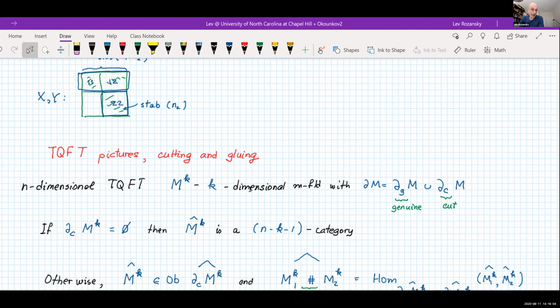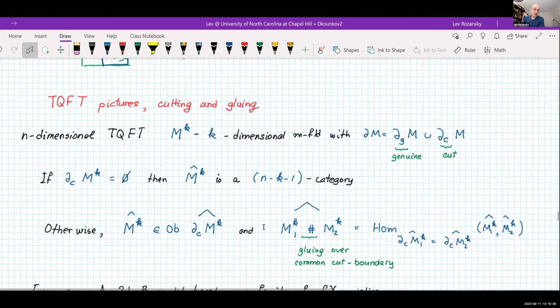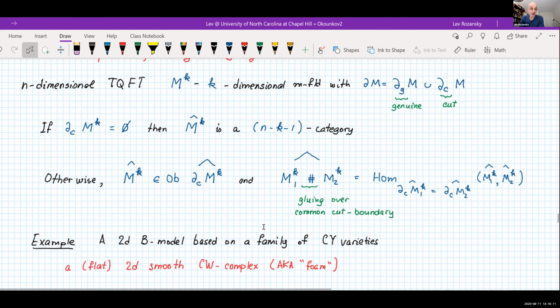So if you have a k-dimensional manifold, which has no cut boundary, then to it, sorry, Lev.